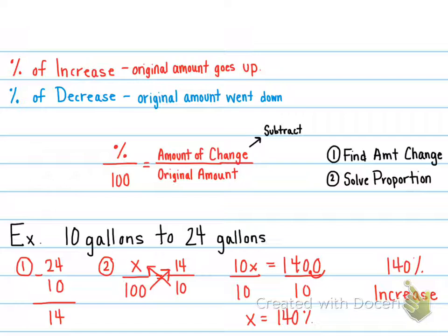So this one turned out nice. You should understand that it's 140% because it more than doubled. When you double a number, so like go from 10 to 20, that's 100% increase. And since 24 is more than 20, it should have more than 100% increase.